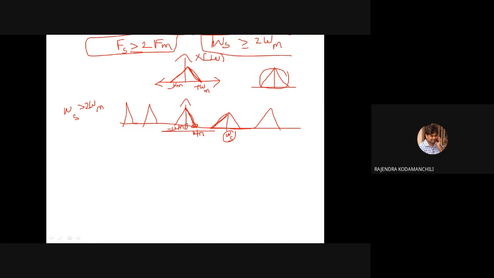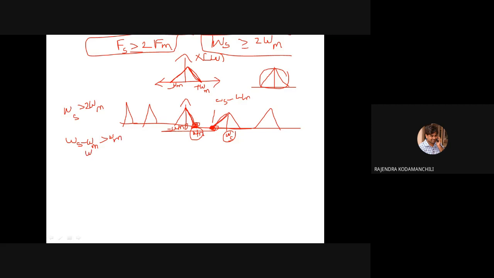Now this is omega m, and this is omega s. What about this value? This value is less than omega s but greater than omega m, so this value is omega s minus omega m. Is omega s minus omega m greater than omega m or less than omega m? Greater than omega m.